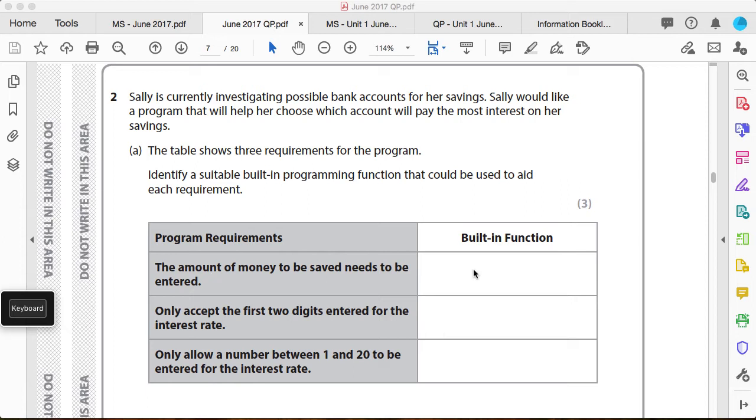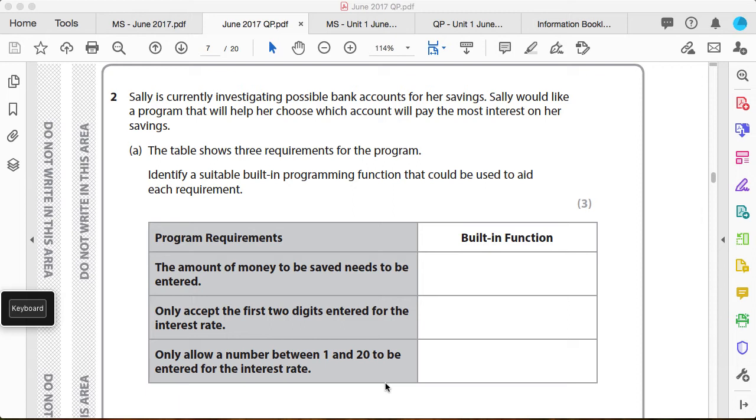So all you need to do is come up with a built-in function. So the amount of money to be saved needs to be entered. Okay, keyword entered. So again, take a moment, think about what built-in function you would use to take in something from the user. Yeah, so something needs to be entered. The next one here is only accept the first 2 digits entered for the interest rate. Okay, so only accept the first 2 digits. So how would we do that? What built-in function can accept only the first 2 digits and get rid of the other characters? Yeah, so maybe again think about that one.